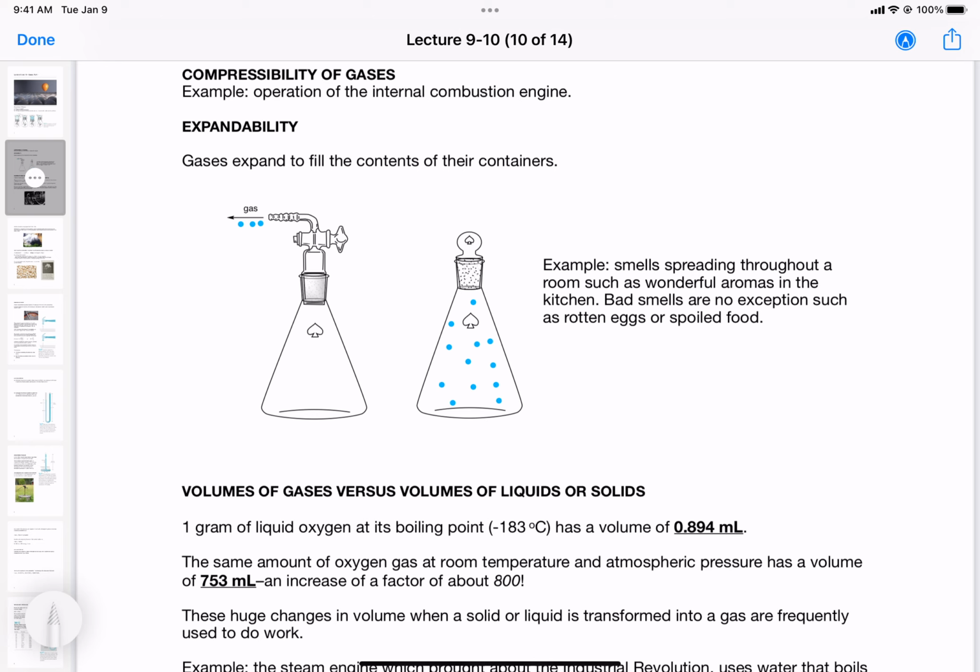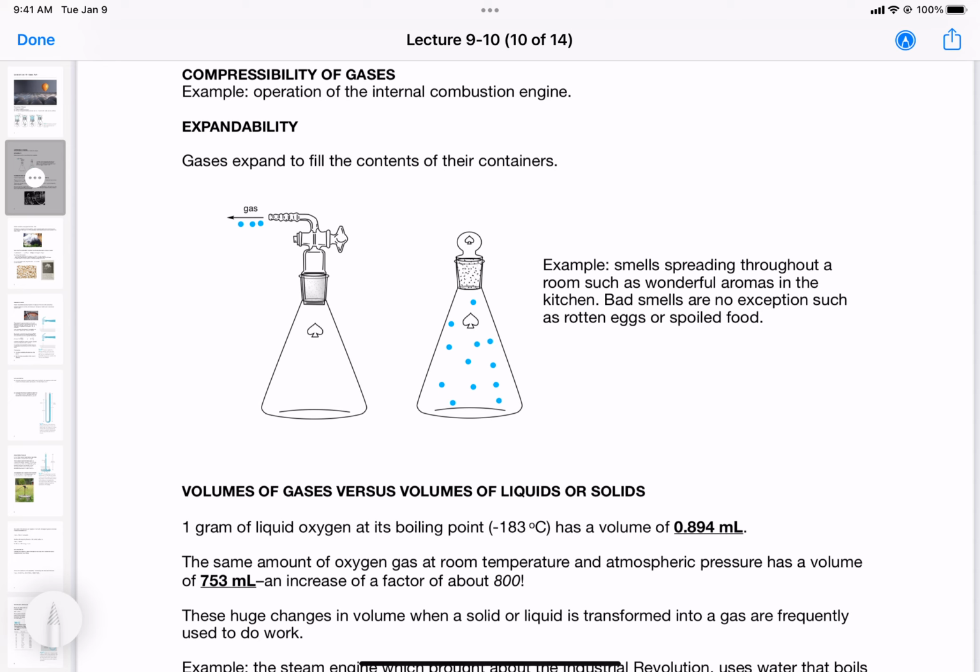And if it can't occupy this volume, if it's trapped in a very fragile vessel, it can potentially burst the vessel. So let's say it was in a very small glass container and you measure 1 gram in there. Eventually, if you heat it and there's no way for the gas to escape, it's going to explode.